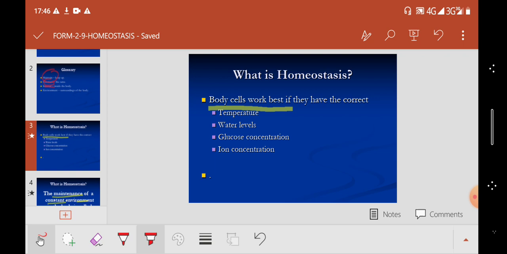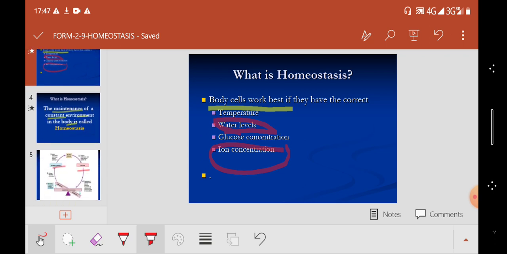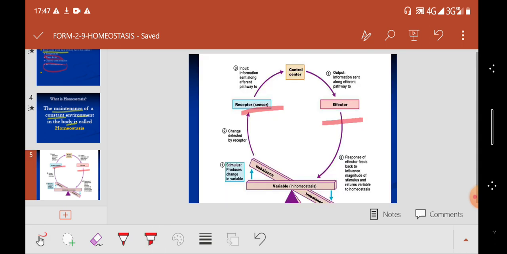And osmotic pressure, the water levels have something to do with ion concentration. Ion concentration is, for example, we have an excess of sodium, or we have an excess of calcium, we have an excess of potassium. They must be regulated to remain constant. And due to that reason, homeostasis operates on a system we call feedback mechanism. And feedback will always be triggered when one of these factors is affected.